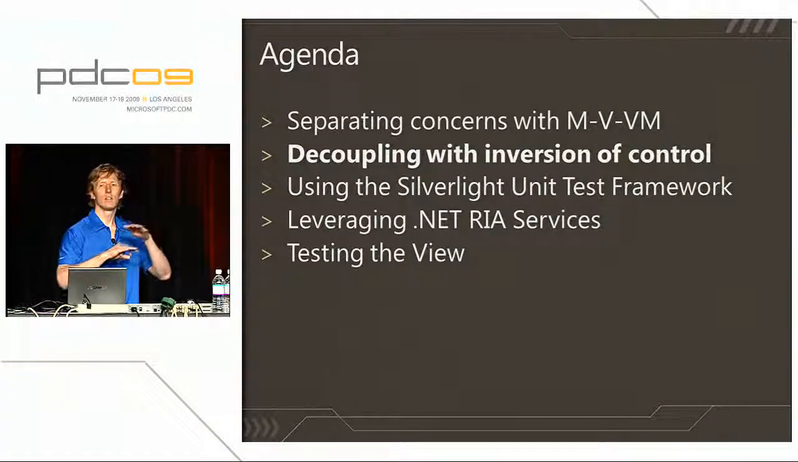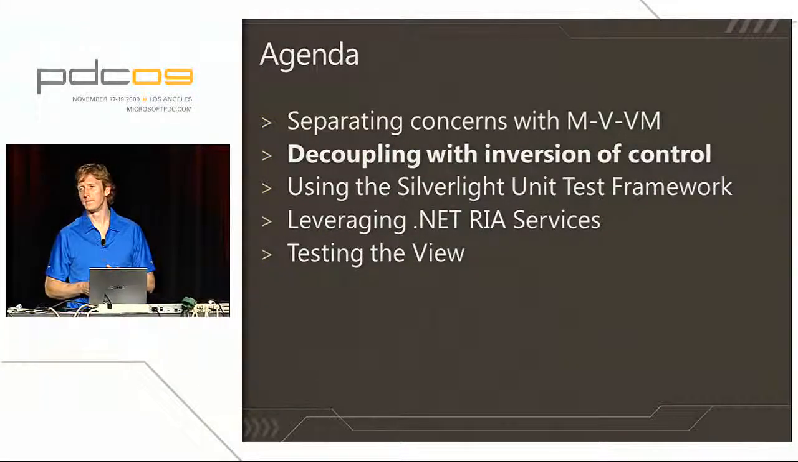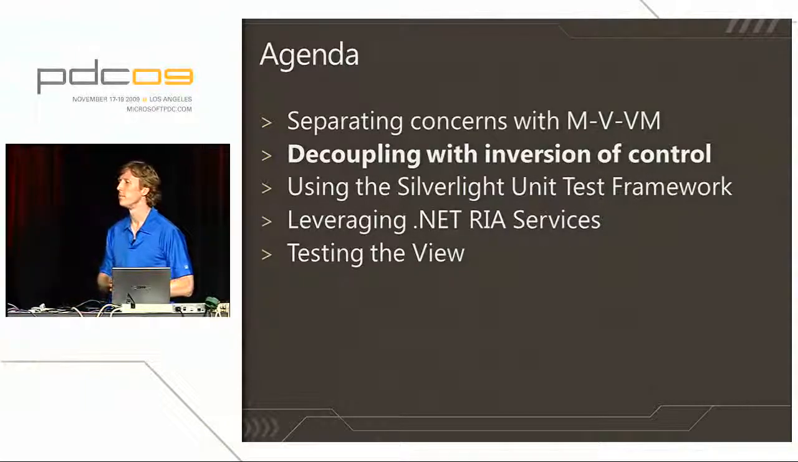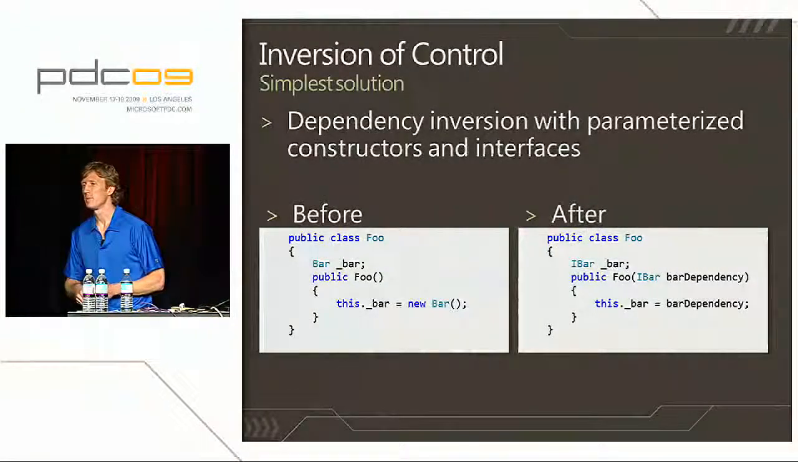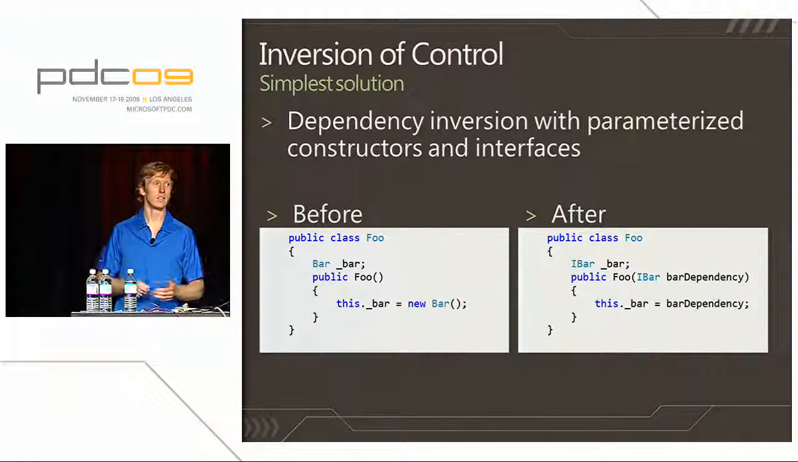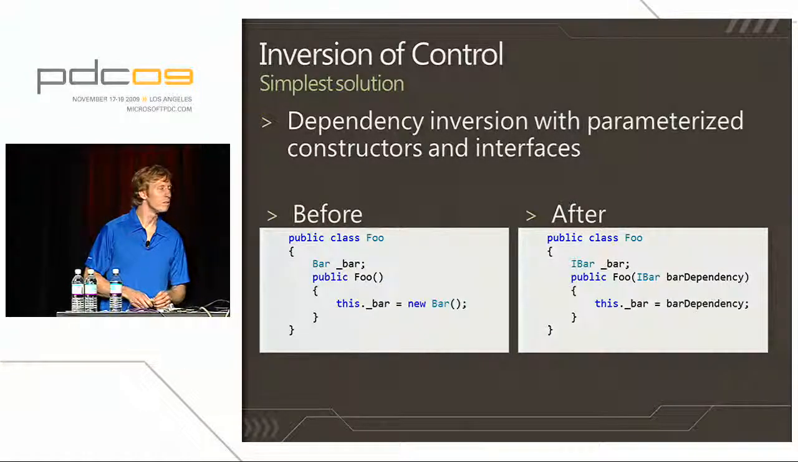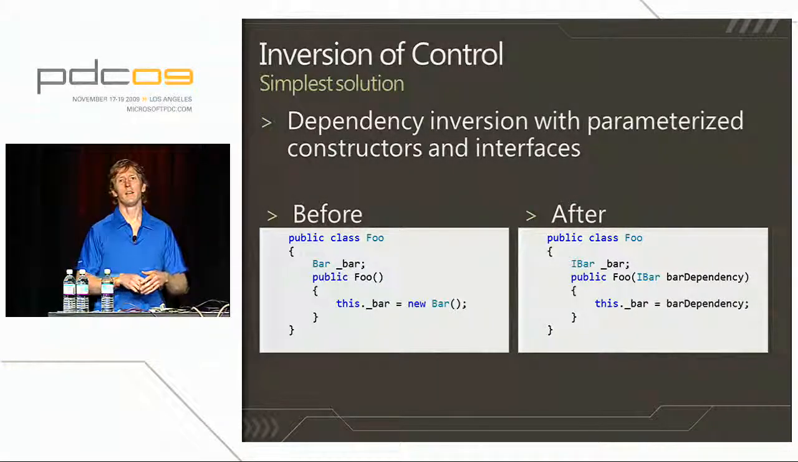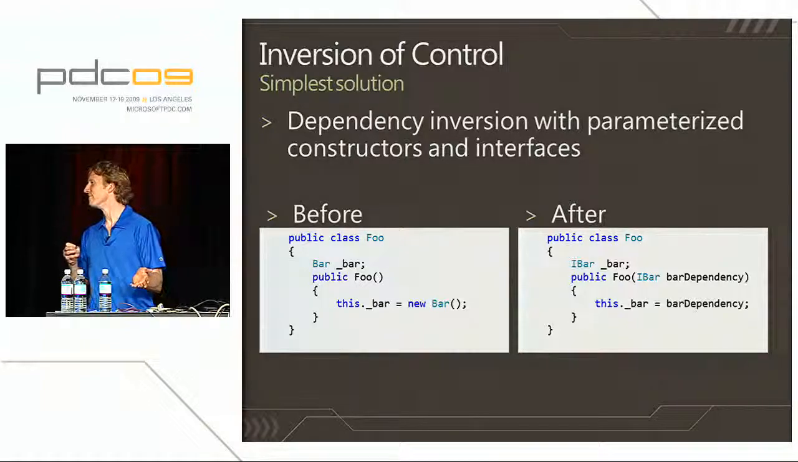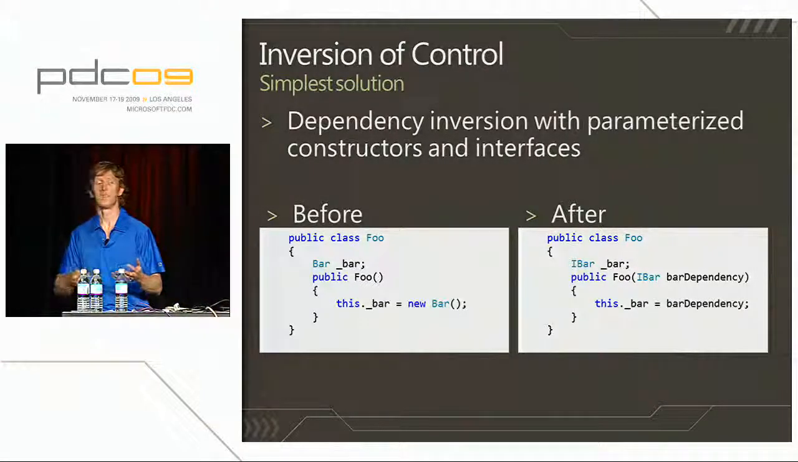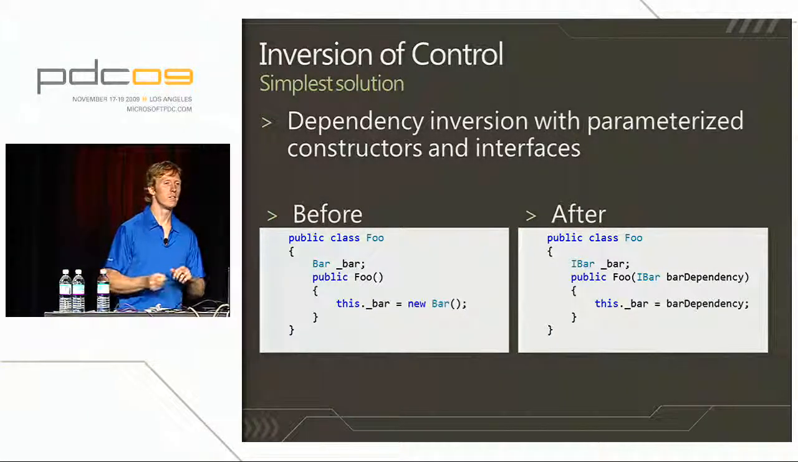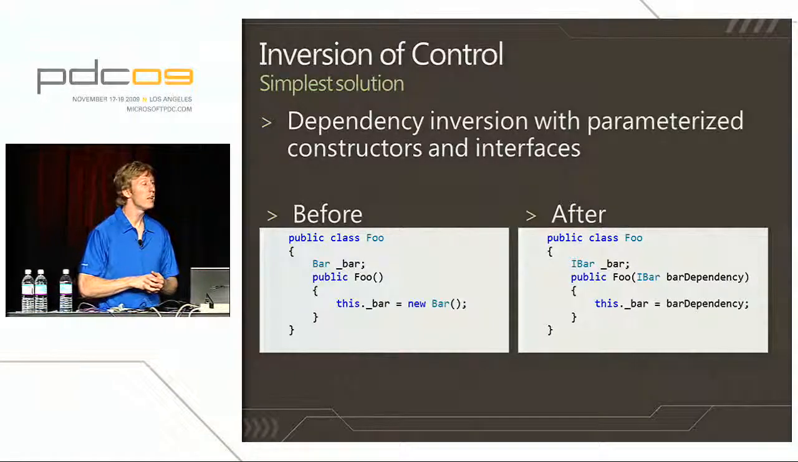So besides the layering with model view view model, there's also the concept of inversion of control. Again, this is nothing new. And in fact, the easiest, simplest solution is something that I think we've all been learning since CS 101. Just simply by passing your dependencies into the constructor, you're able to decouple your implementation from the dependency.